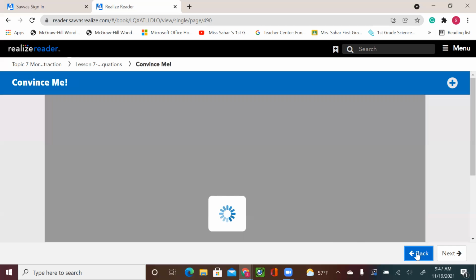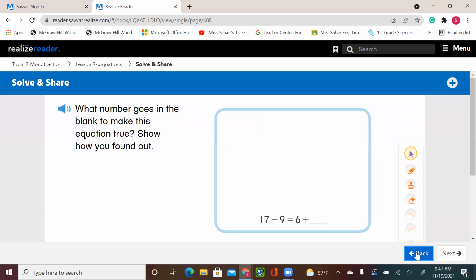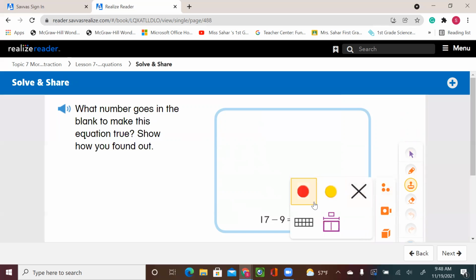Let's go to our first question that we have on page 301 and try to solve that problem. What number goes in the blank to make this equation true? Show how you found out. So I have 17 minus 9 equals 6 plus something. So it's like I have two different parts or two different equations. I can make it easy for myself and just draw some stamps.